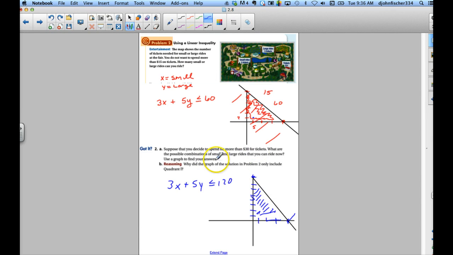Now it says, why did the graph of the solution to problem 2 only include quadrant 1? Because I can't have negative tickets. If x stands for the number of small rides and y stands for the number of large rides, you can't have negative rides as you go through.